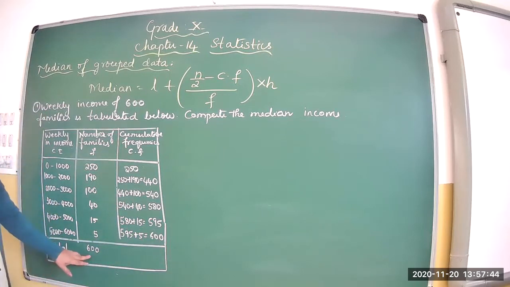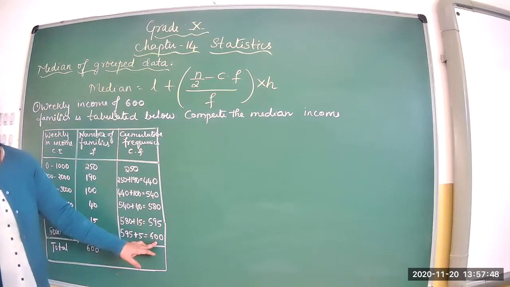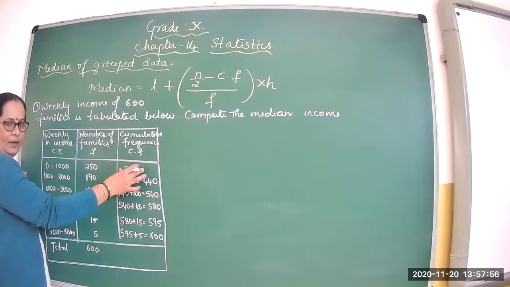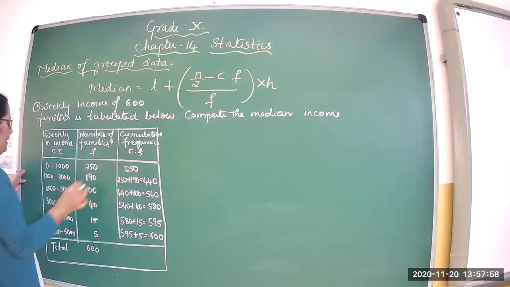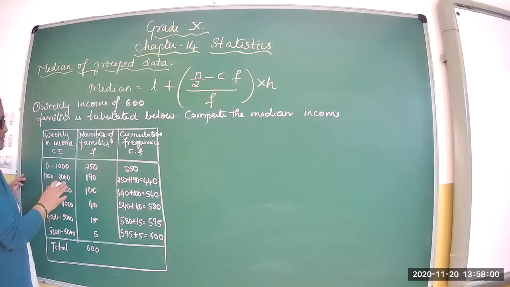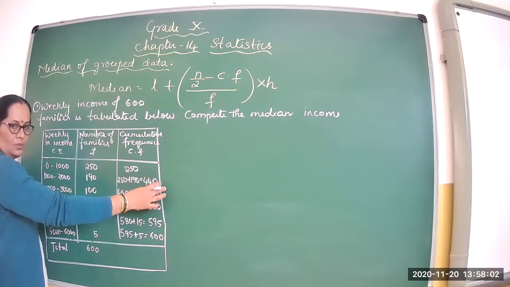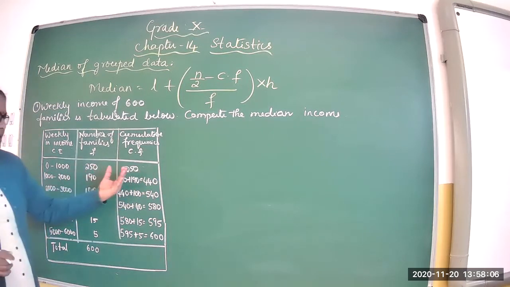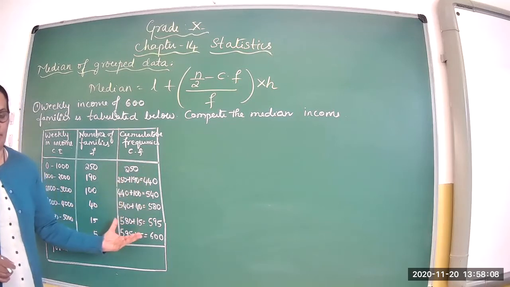Now here total frequency is given as 600. Here also we got 600. Total frequency is 600. It means that in 0 to 1000, only 250 observations are there. Then in 1000 to 2000, 440 observations. Now see here, these are all the numbers of observations.